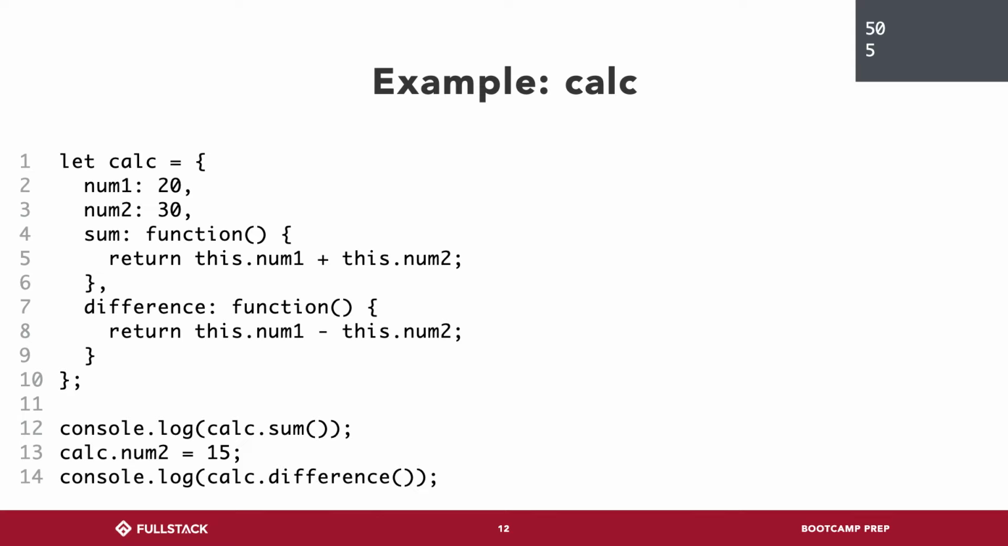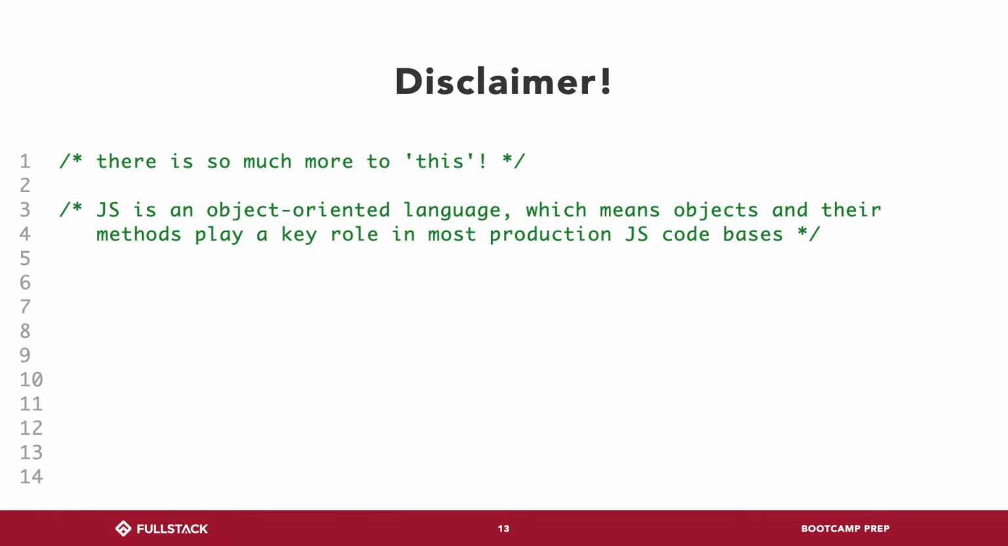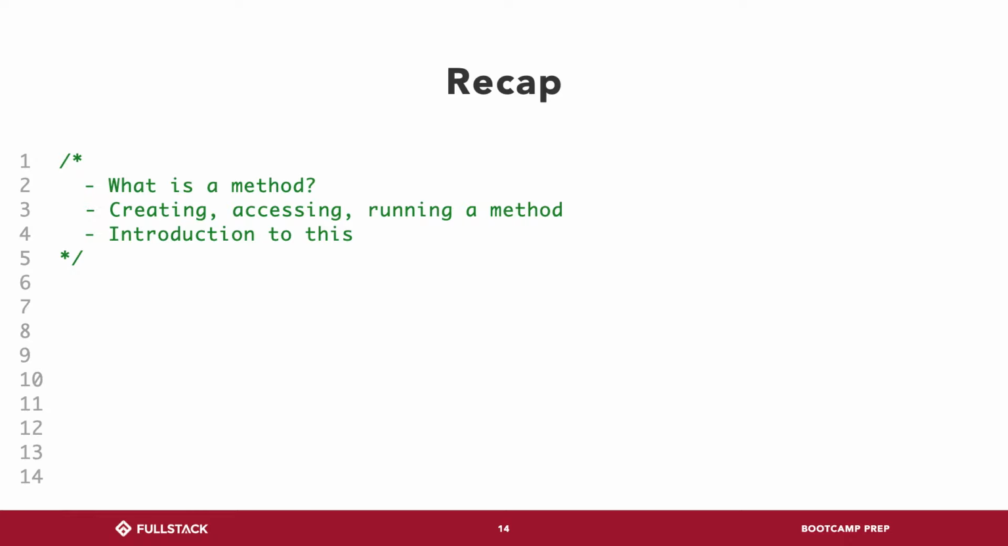Simple calculator. Disclaimer, there is so much more to this. JavaScript is an object-oriented language, which means objects and their methods play a key role in most production JS code bases. This is true, okay? We're only skimming the surface of this and object methods in this course. Lots more to learn as you progress. So a recap is what is a method, creating, accessing, running a method, and an introduction to this.